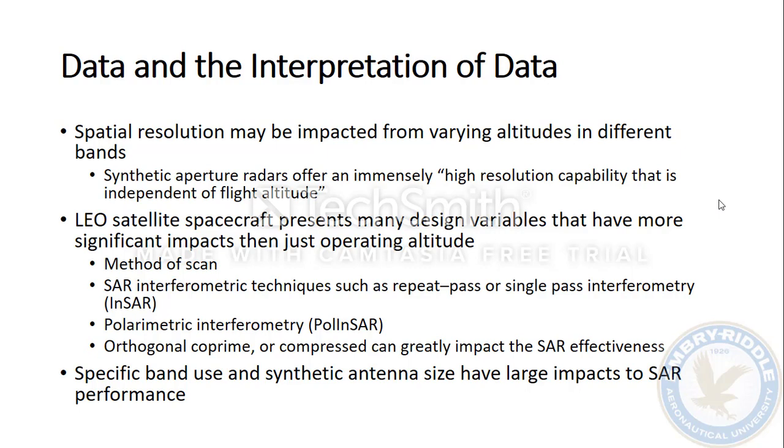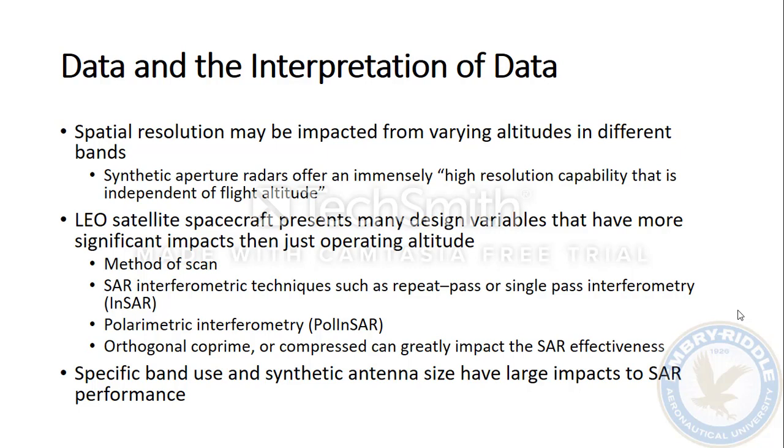opening a little bit more than I could have bit off more than I could chew, essentially, because there are a lot more variables for an aircraft in LEO per se that present more significant issues than just the operating altitude, i.e. the method of scan, the interferometric techniques, the repeat pass, single pass, based off of the image that I showed you earlier. How are we actually trying to compress the signal or orthogonal coprime? These are just types. These are methods in which we project that energy onto the Earth's surface, and how that refracts or bounces off or is absorbed.